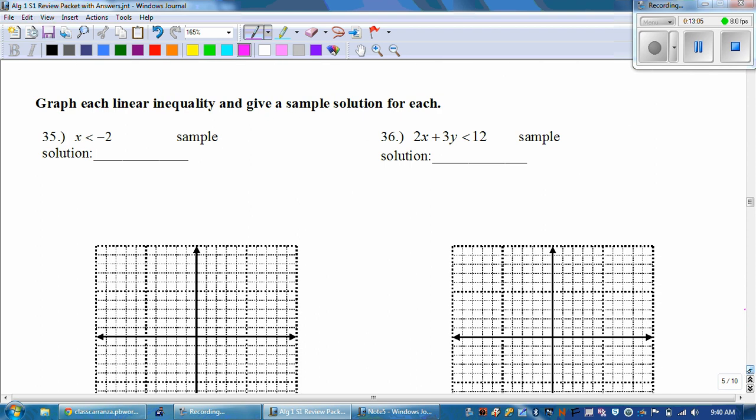Now, it's asking us to graph each linear inequality. So the first thing we have to do is graph, and then we have to give a sample solution for each one.